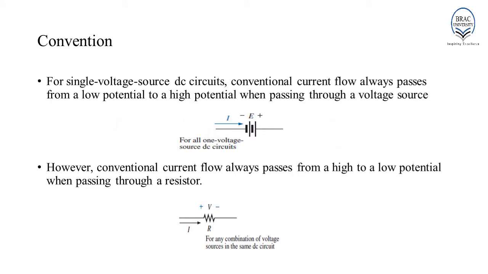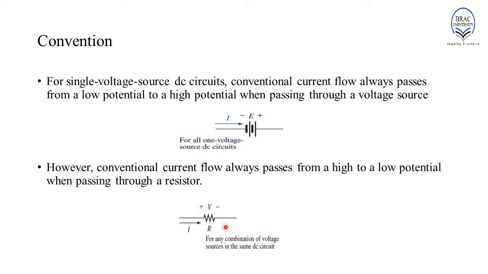Convention for current flow in DC circuits. For DC circuits, in case of a source, the current flowing through the circuit will always enter from the negative terminal and come out of the positive terminal. However, in case of a load, the current will always enter from the positive terminal and come out of the negative terminal.